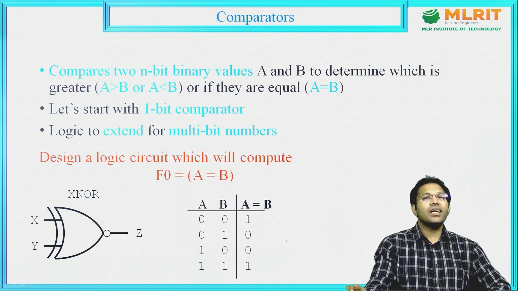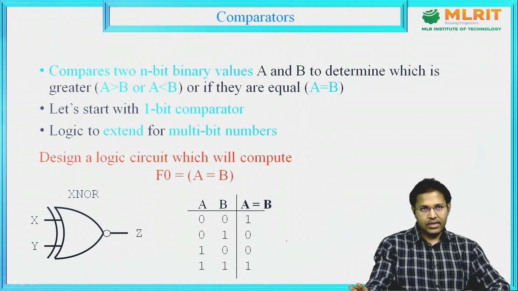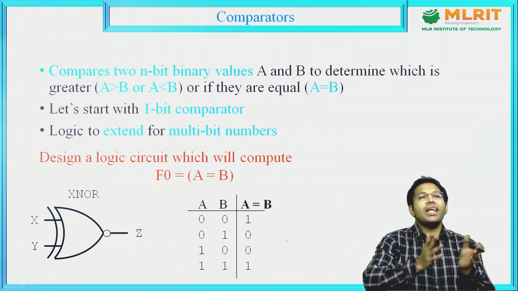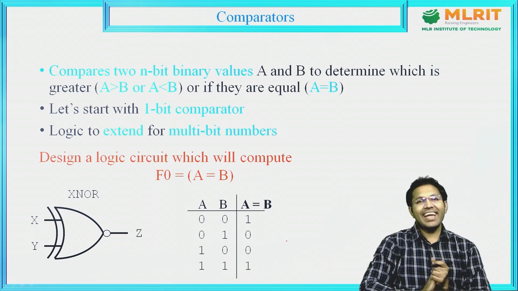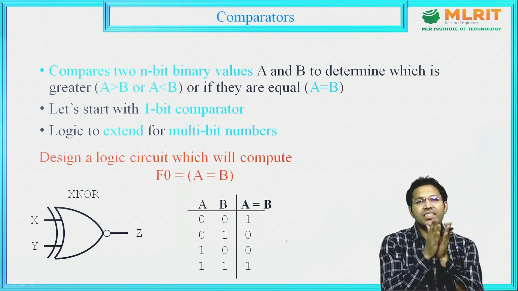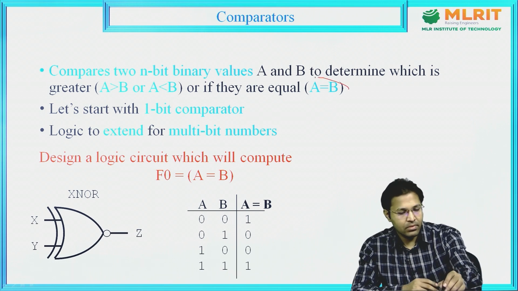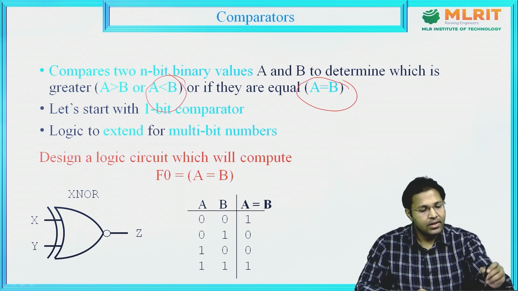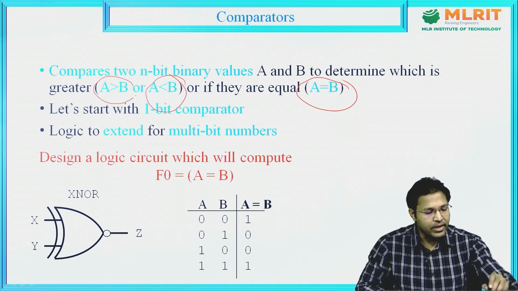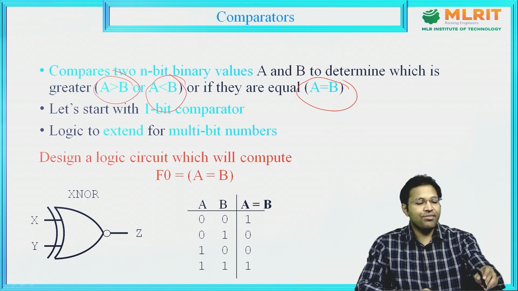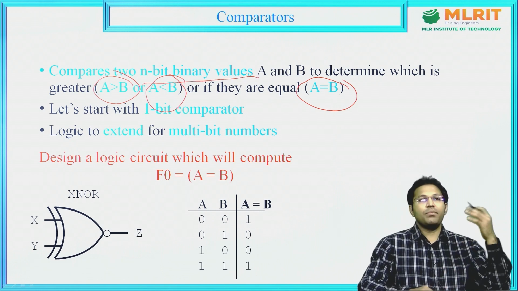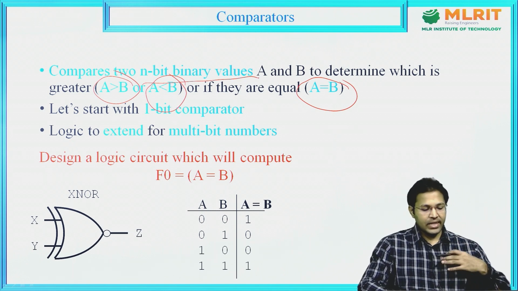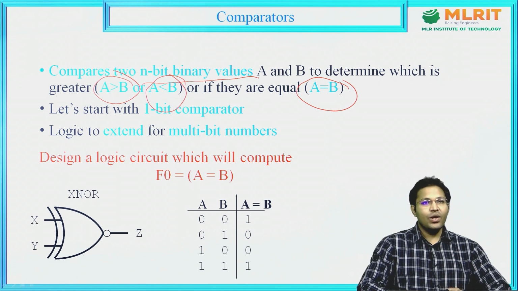So we have seen a simple comparator. Now, in general, any comparator will have these 3 categories: either A is equal to B, or A is less than B, or A is greater than B. The same thing is valid for any comparator, be it a 1-bit comparator or a 2-bit comparator. In general, whatever logic we discussed is valid for an n-bit comparator also.